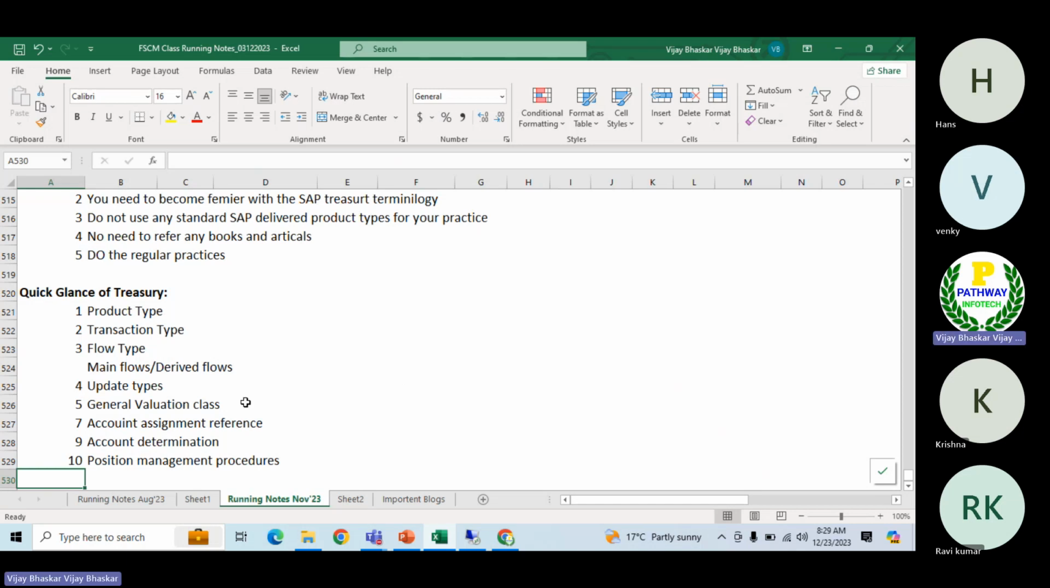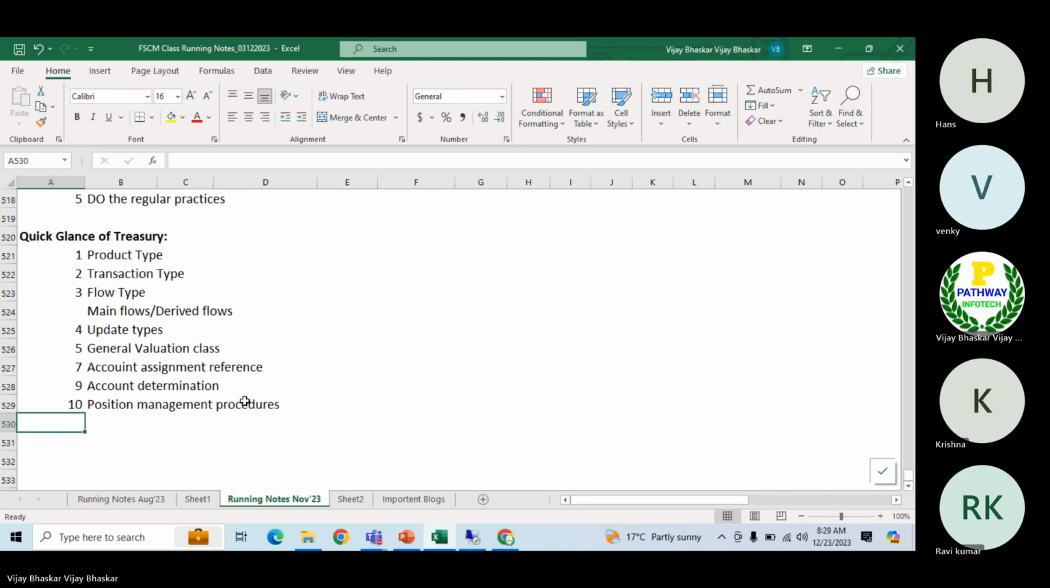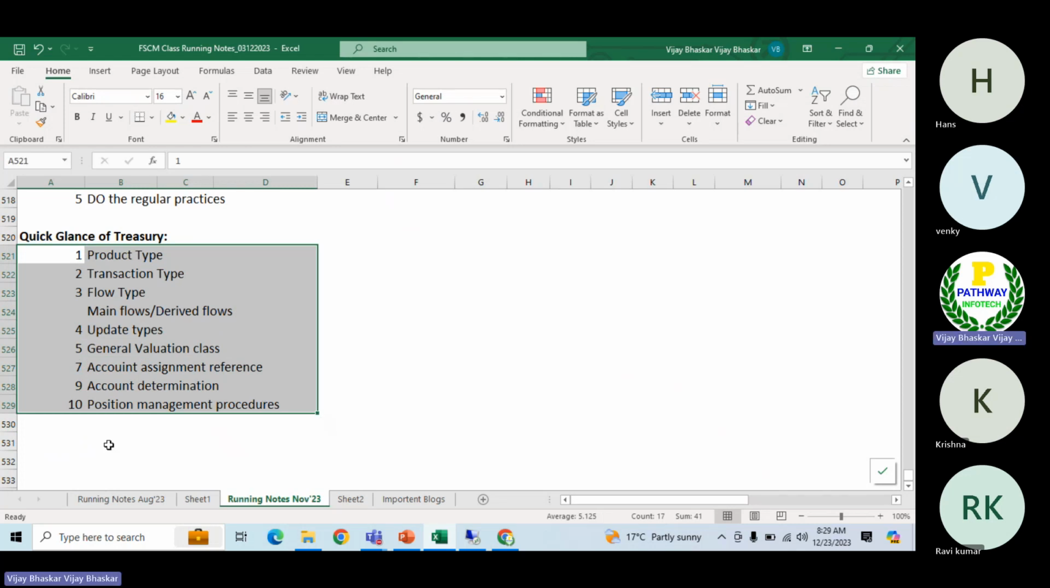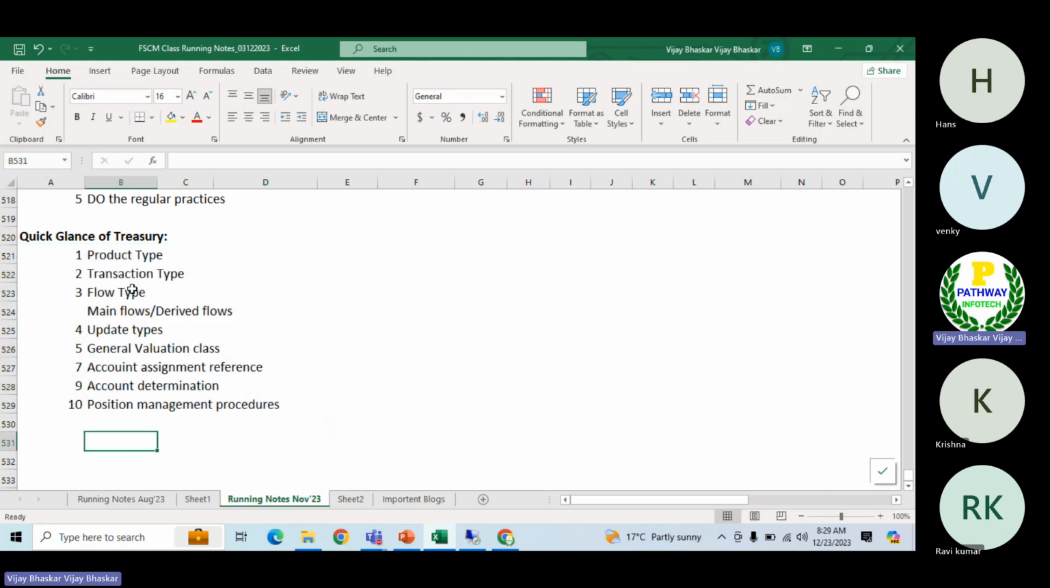Before going to start any treasury related module, first we need to become familiar ourselves with this glance. So one is, let us see the product type. The product type is a financial instrument.